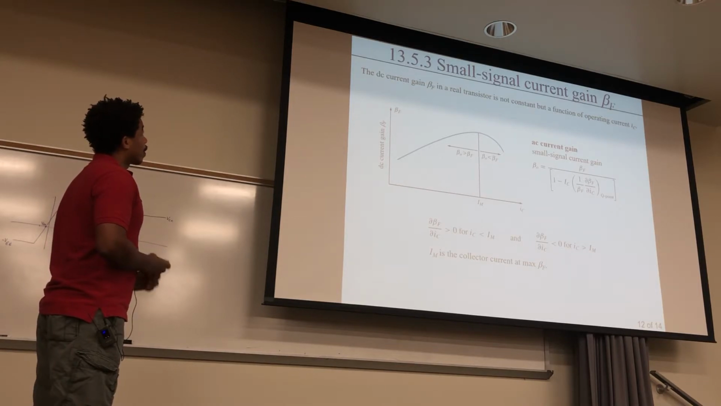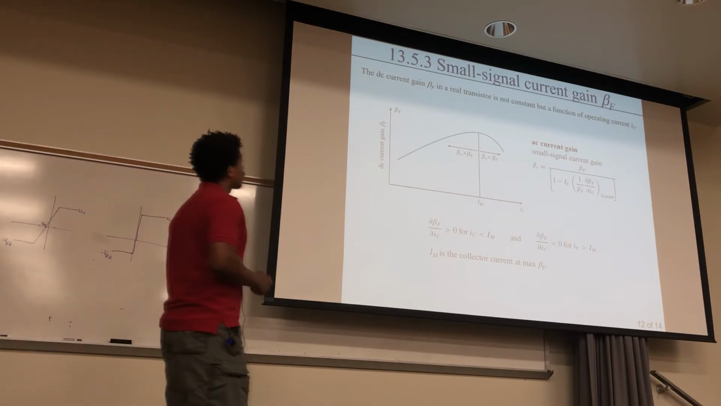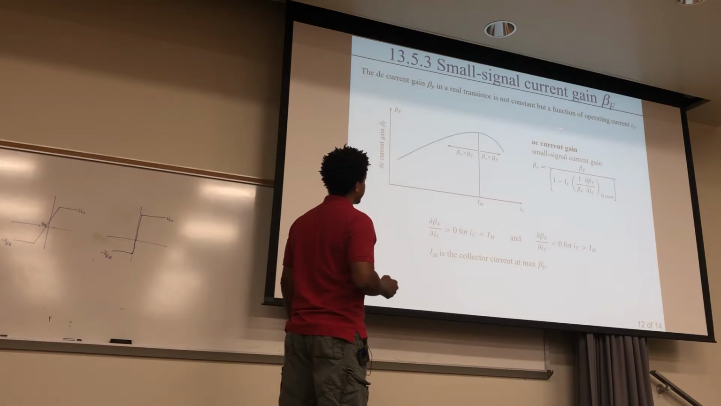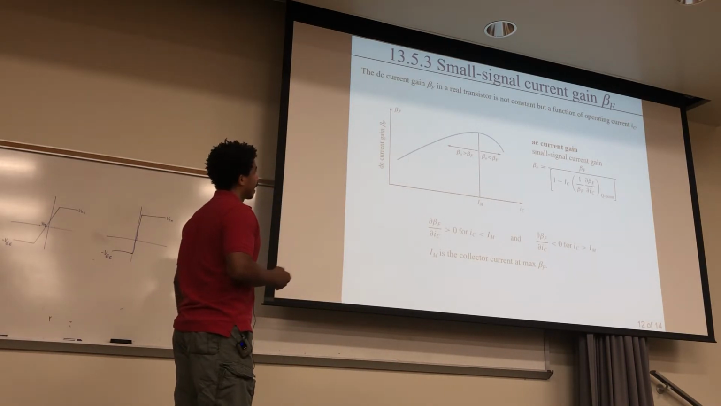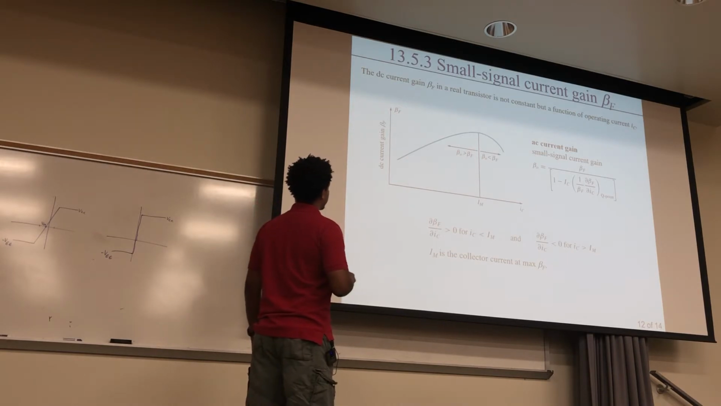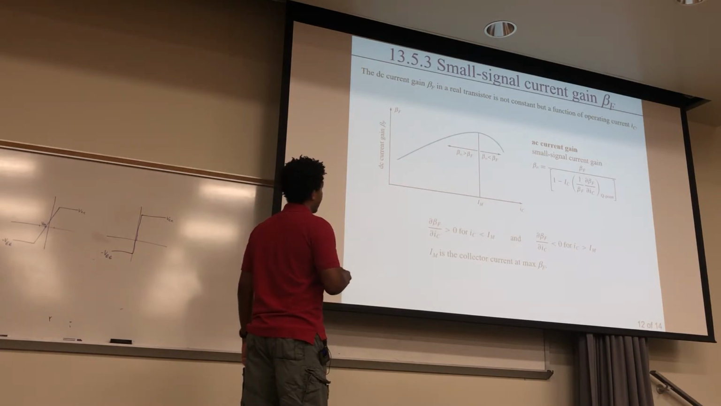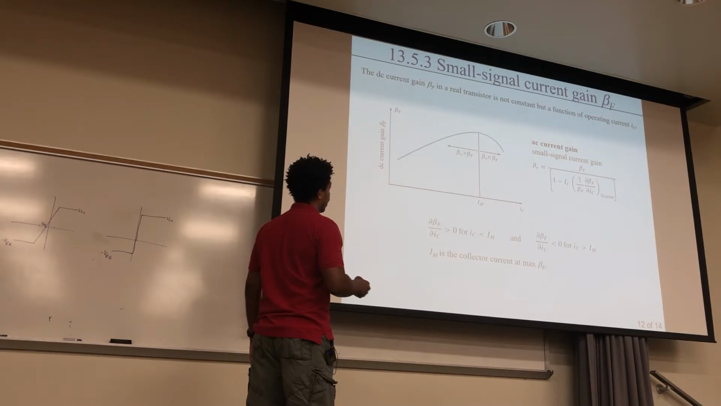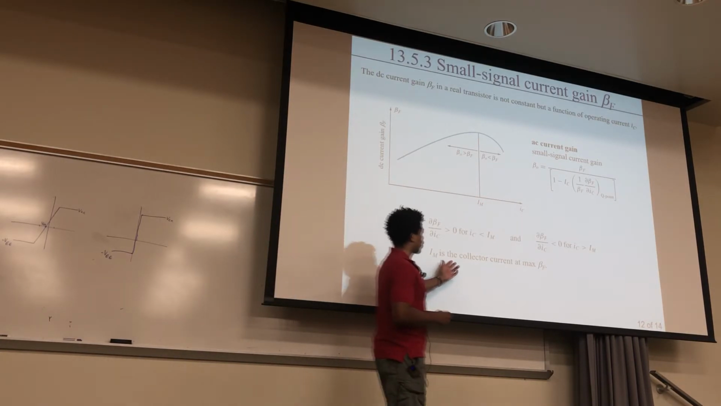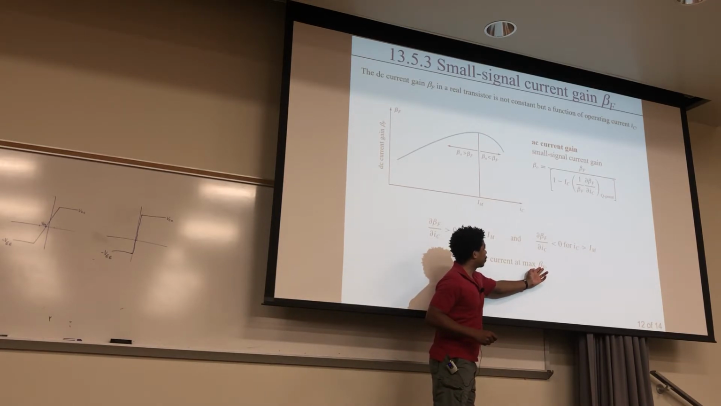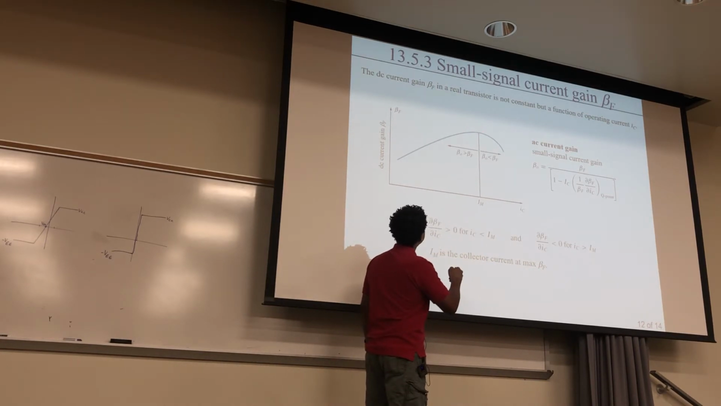And for the DC current gain, beta F, for a real transistor, it's not constant, but it's a function of IC. So this is what this looks like. This is the DC current gain as a function of IC coming in. And this value IM is the collector current at the maximum beta F right here. So this is the beta F curve as a function of IC, and that max right there is for IM.